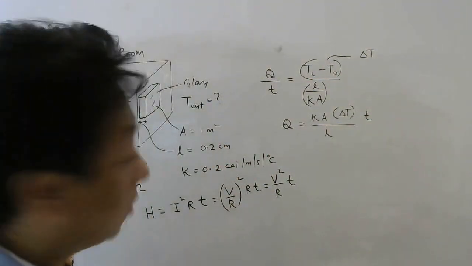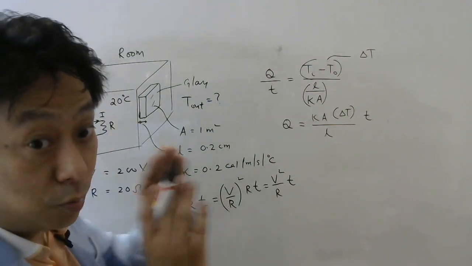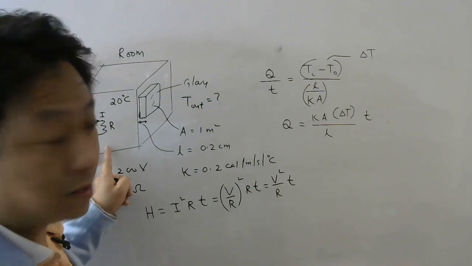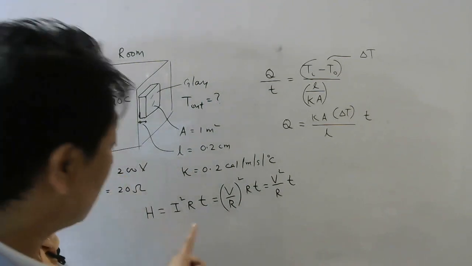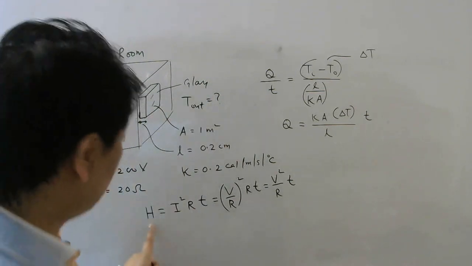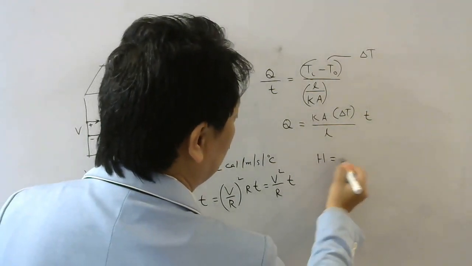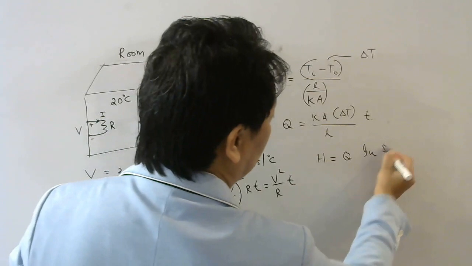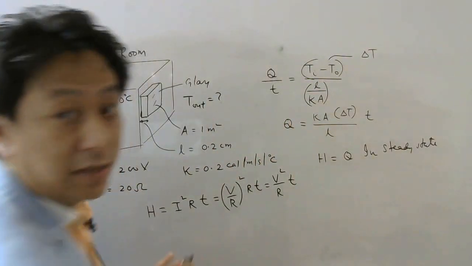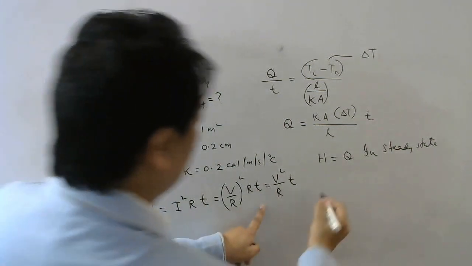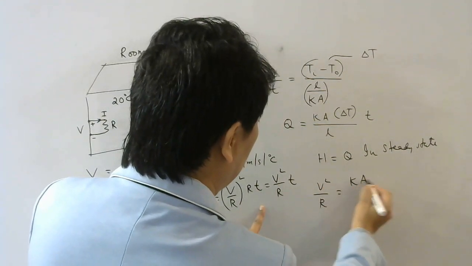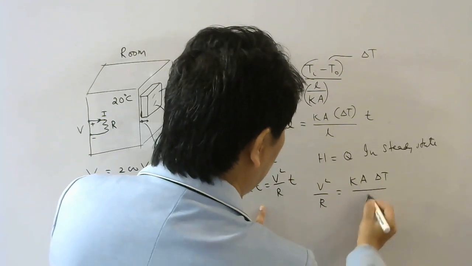Now, in order for the temperature of the room to be steady, what is important? Whatever heat is produced by this resistor through the power supply, that heat produced should escape from the glass. So this heat must equal this Q in steady state, isn't it? So let's equate the two equations. So V square by R will be equal to Ka delta T by L.